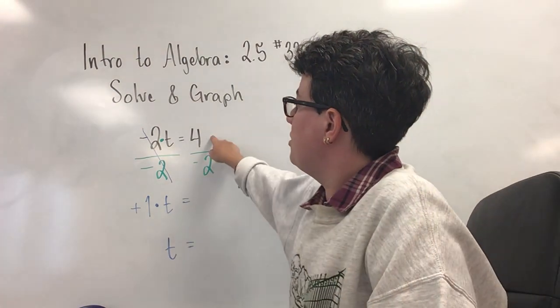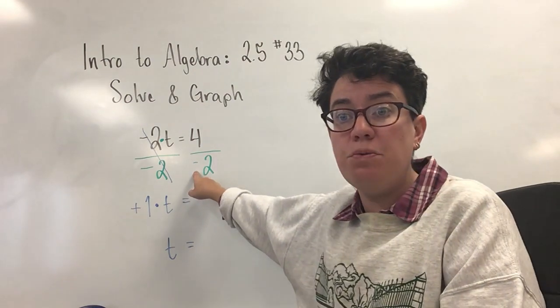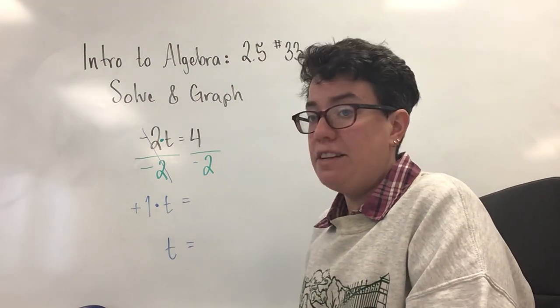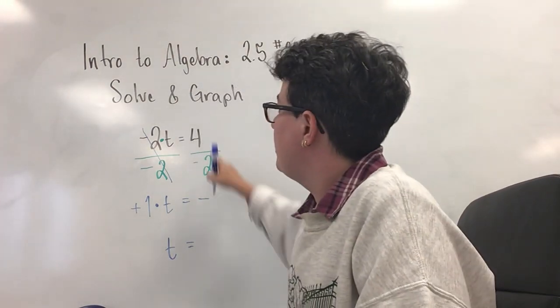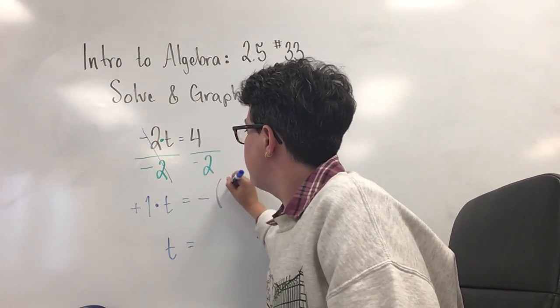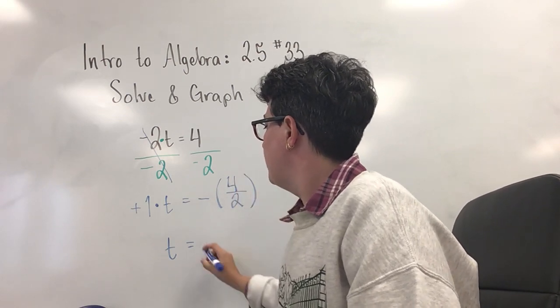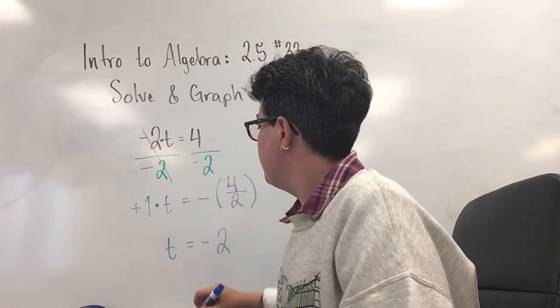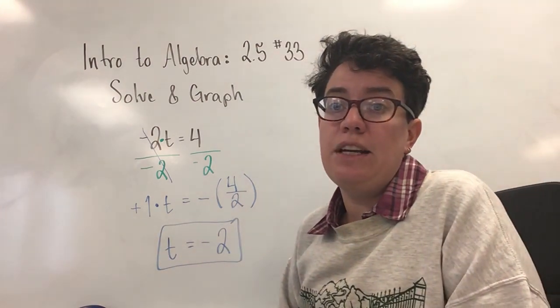So then on the other side, I have positive 4 divided by negative 2. A positive divided by a negative is going to be a negative, and then it's going to be just 4 divided by 2, which is negative 2. So this is the answer to our solve problem. t is equal to negative 2.